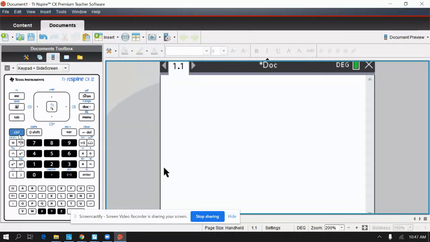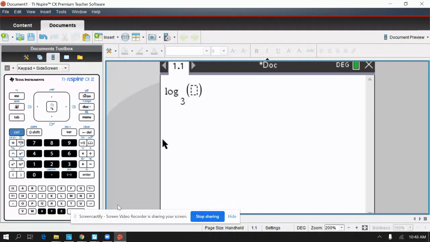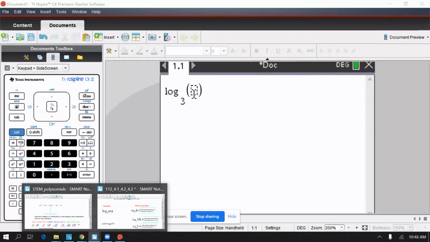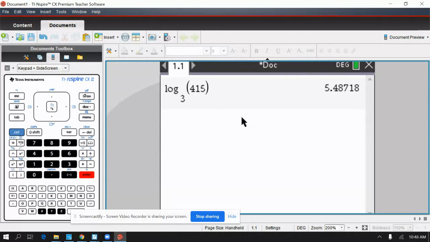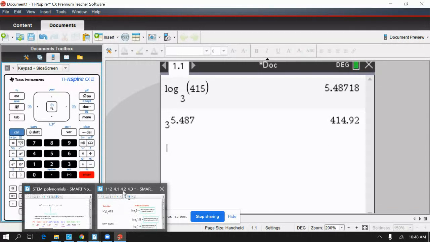So to do this, if you type in log, this was log base 3 of 415, I think. Yep. And I get 5.48718. Remember, logs are exponents. So this number is the exponent that would go on 3 that would result in 415. And just to test it out, 3 raised to the 5.487 gets me darn close to 415. So 5.487 would be my answer.